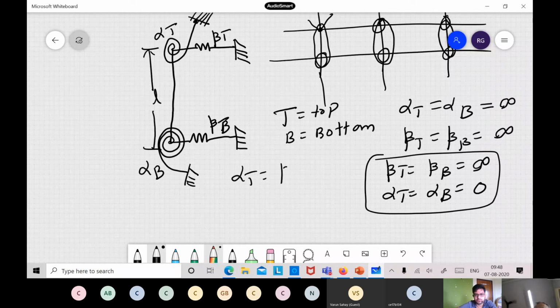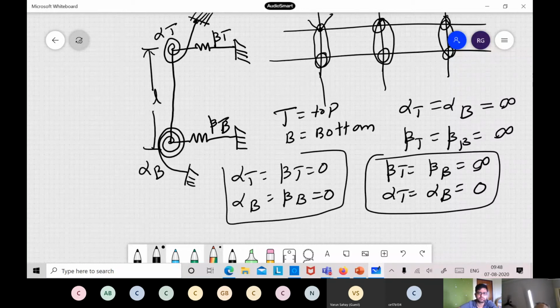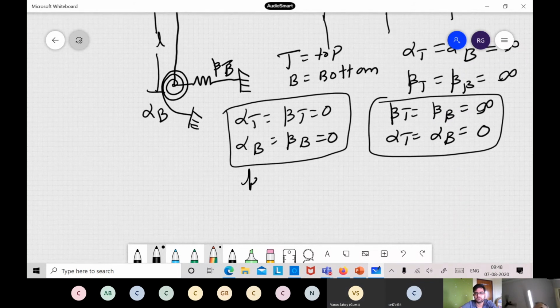See, alpha T and beta T are 0, whereas alpha B and beta B are also 0. So what does it tell you? Both are 0. It's not supported. What does it mean? That means a free beam, a free column kind of a thing. You followed, right? Of course, we don't have anything like a free column, but where do you see free columns?